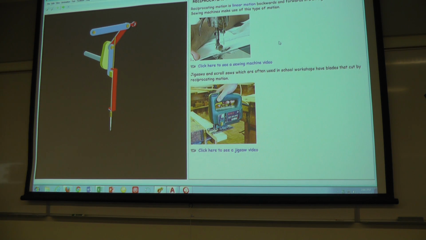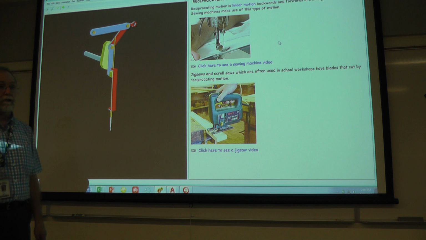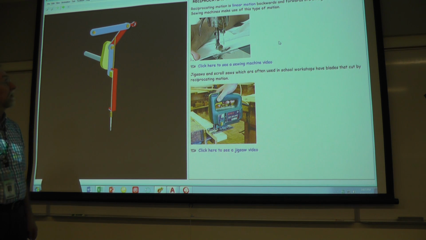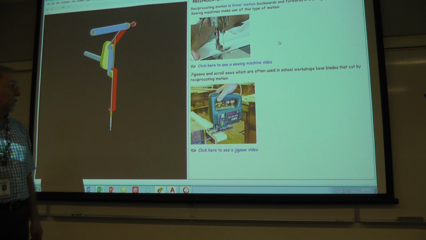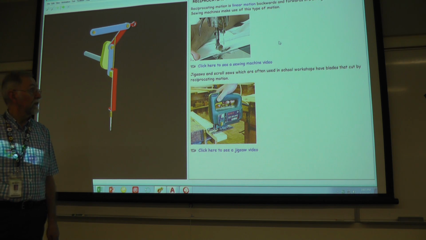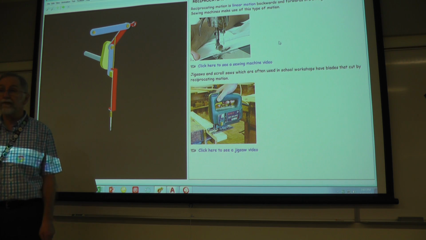Reciprocating action. A lot of times a cam will rotate and through levers and linkages it will produce reciprocating motion. Reciprocating motion is linear motion backwards and forwards in a straight line. Sewing machines make use of this type of motion, and jigsaws and scroll saws are often used in school workshops or home workshops. They have blades that cut by reciprocating action, up and down.